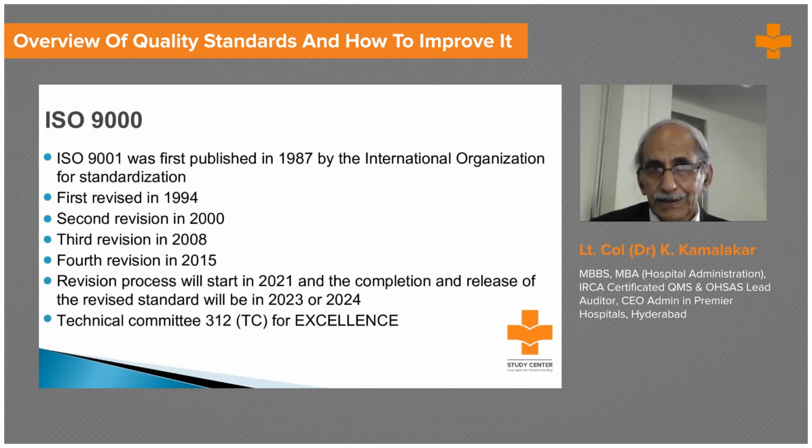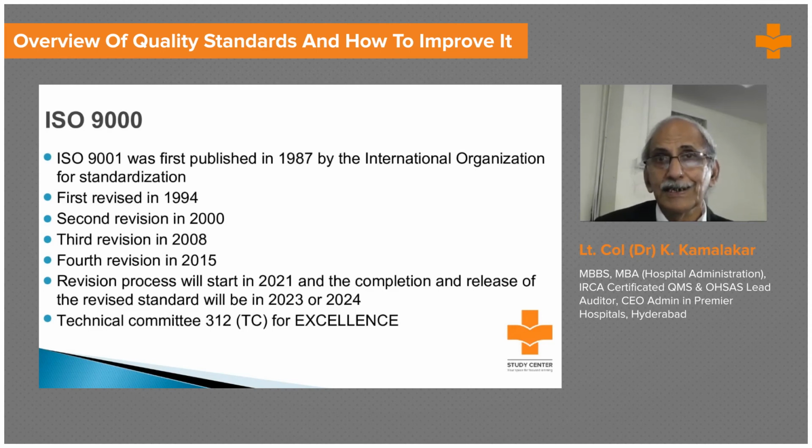So that process, like the next revision, now the current version is 2015, ISO 9001 2015. The next revision has to take place, say, by 5 years, but it may not happen. Now they have started assembling the technical committee. The process starts in 21 this year. Of course, we have lost 1 year for COVID also. Then by 23, they may complete and release it, or if it is not possible, they may release it in 24 only. Then the version becomes 9001 2024.